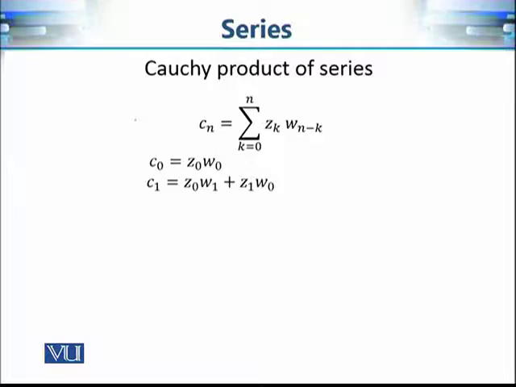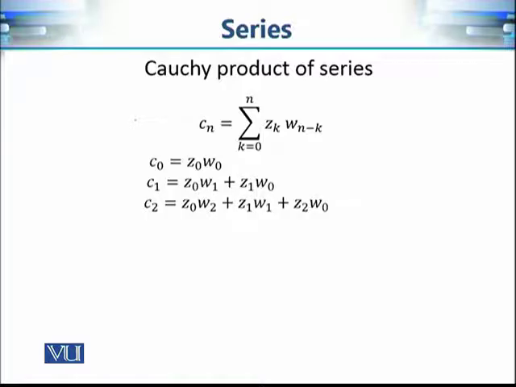Now let's see if this rule also applies to calculate C2. C2 is going to be equal to this expression, which we can obtain by taking n equal to 2 in the expression for Cn. So there are going to be three terms: the first term corresponding to k equal to 0, the second term corresponding to k equal to 1, and the third term corresponding to k equal to 2. When we put k equal to 0, it is going to give me Z0 W2. When we put k equal to 1, it is going to give me Z1 W2 minus 1, which is W1. And when we put k equal to 2, it is going to give me Z2 and W2 minus 2, which is W0.